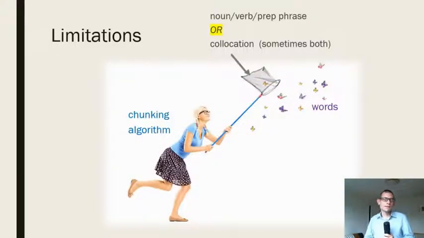So essentially this diagram here shows what our issue is. We are sort of catching butterflies in a net, and we can catch certain butterflies, but not others. We can't always catch all the butterflies we want to. We can't always chunk all of the collocations or the useful parts of a sentence. We need to choose what we want to prioritize.